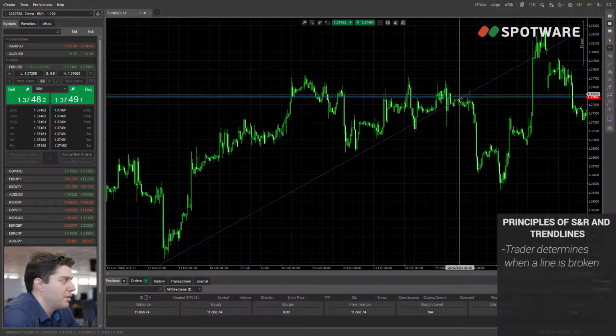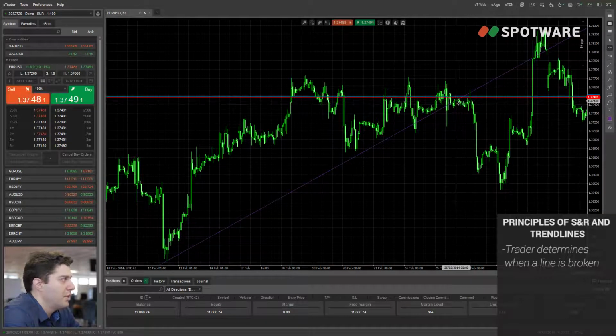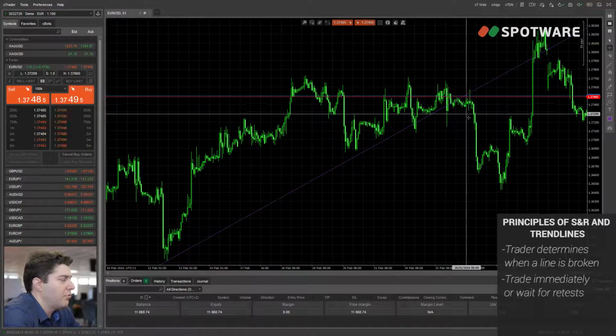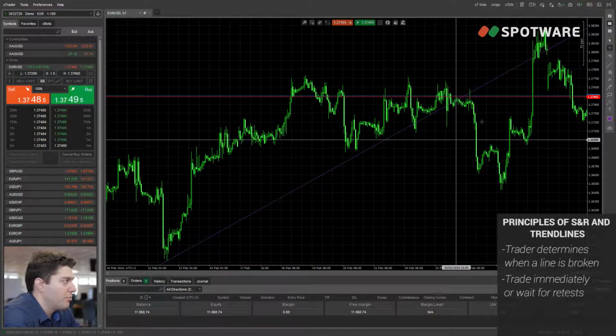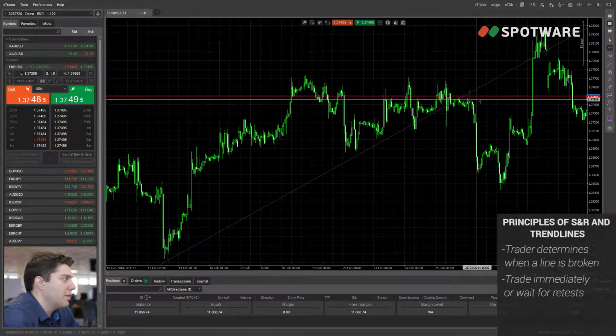This is the same also in horizontal lines. You can trade it immediately, you can trade it after the full candlestick, or you can wait for the price to go back to the resistance and then you can trade it. So that's about support and resistance trading.